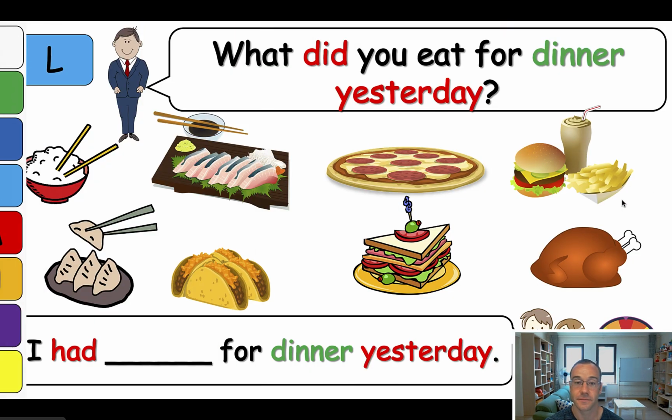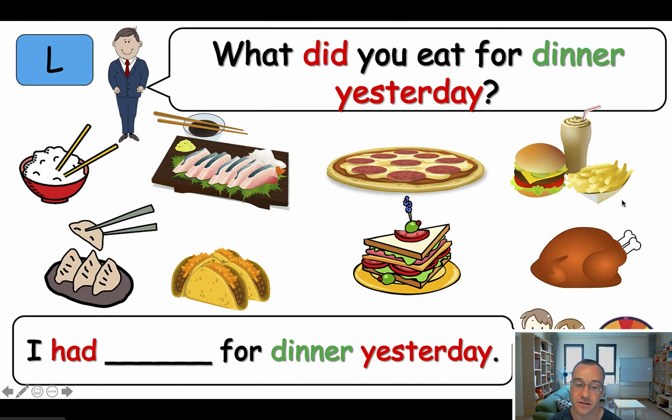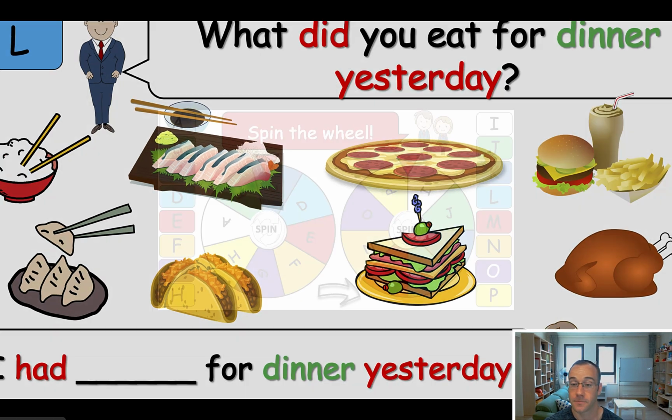L, what did you eat for dinner yesterday? And here's including the past tense. So, they learn the past tense generally in grade 5 for the first time, in China at least. So in grade 6, they should be able to do this. They'll still make mistakes though, so it's great practice.